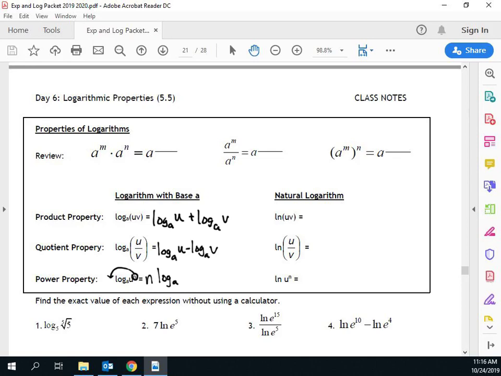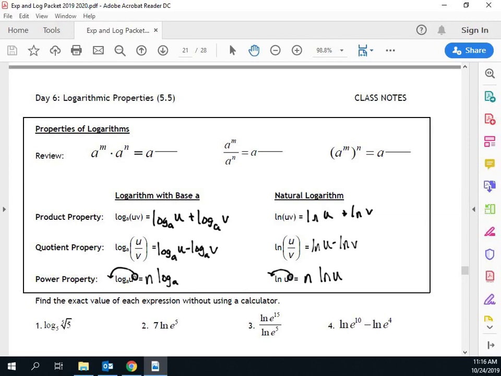And guys, it's going to be the mirror image on the other side as well. So just rewrite it, except don't use log, use natural log. So it's natural log of u plus natural log of v. Natural log of u minus natural log of v. You take the exponent of the argument, put it in front, so it's n times the natural log of u. Any questions about those properties, guys? Should be pretty straightforward. Let's look at what they look like in examples, okay?